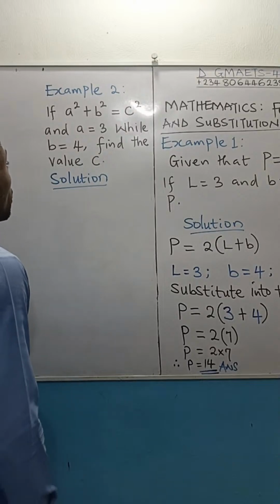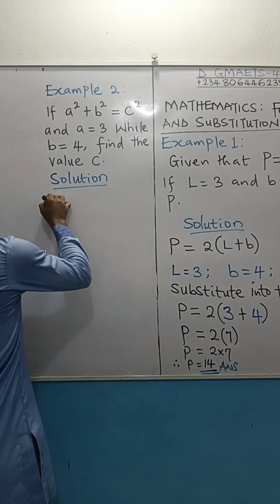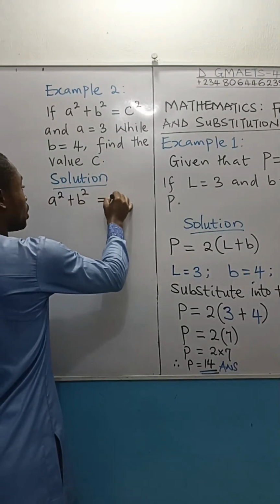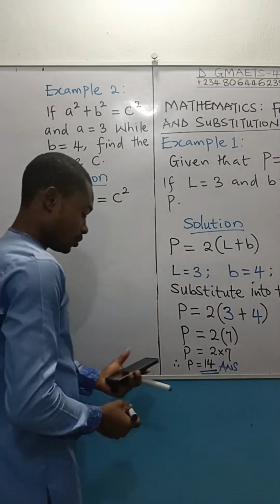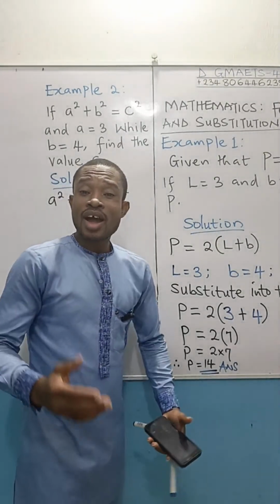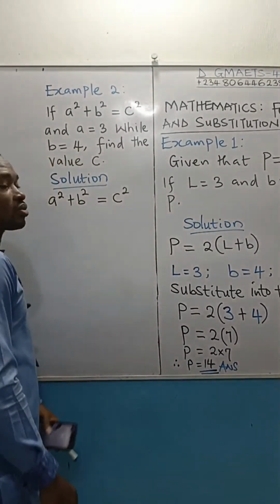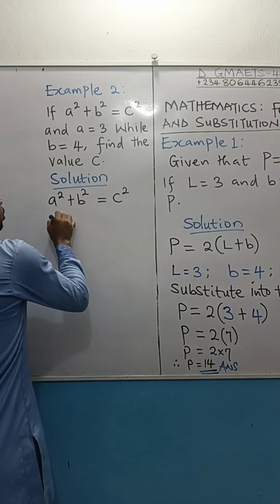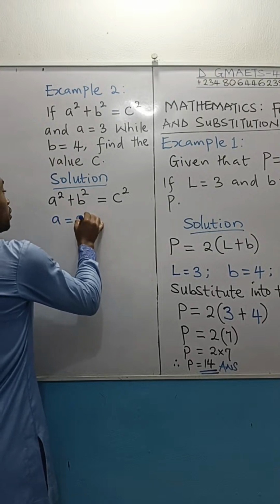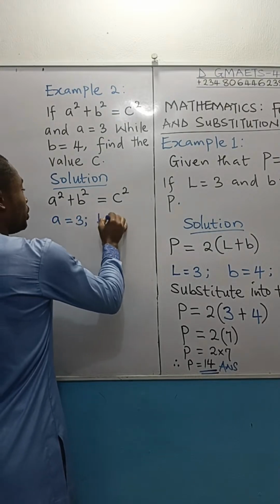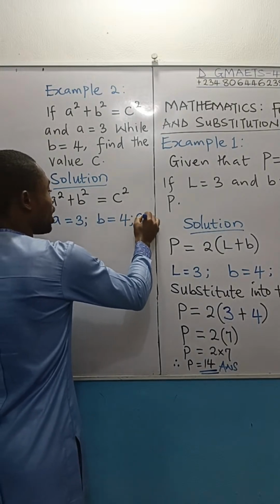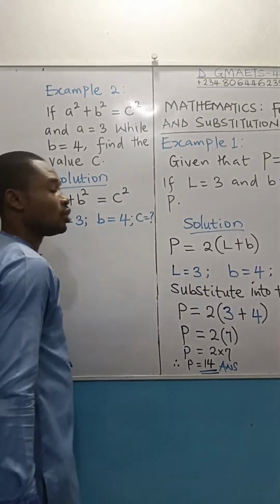Solution. The formula given to us is a squared plus b squared equal to c squared. What we now have to do is to substitute. From the question, we're given the value of a. So I'm going to write that a is equal to 3, it was given. b is equal to 4, it was given. And we're asked to find c. We do not know c.